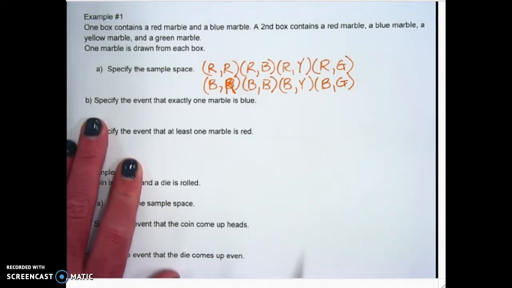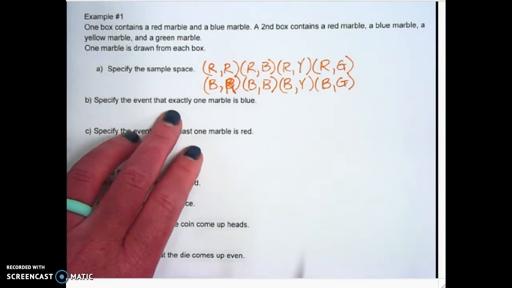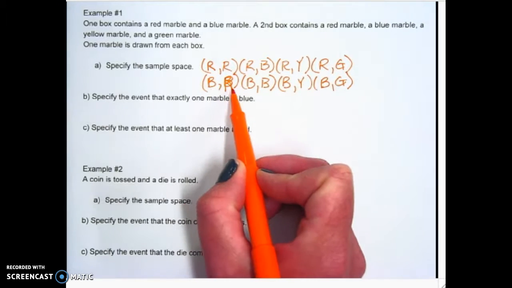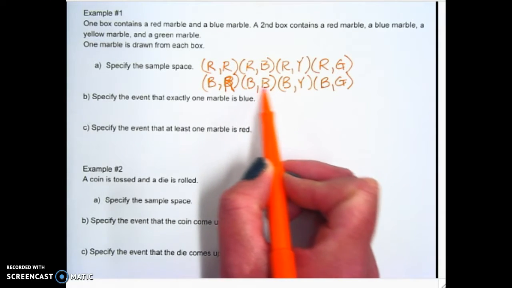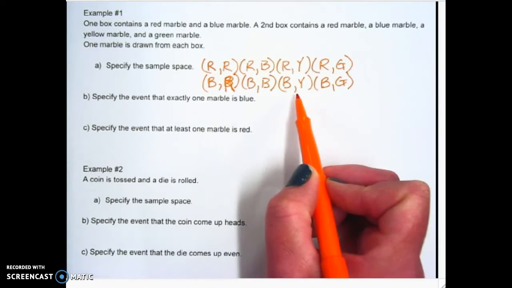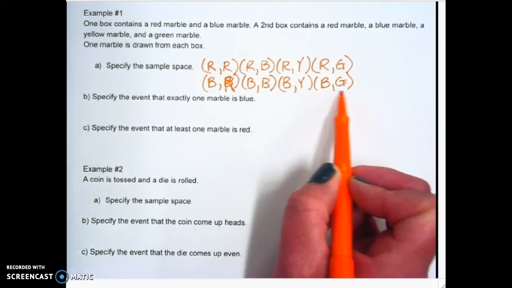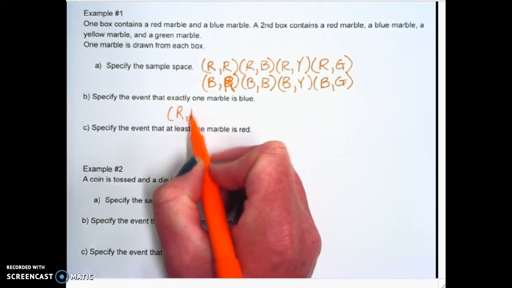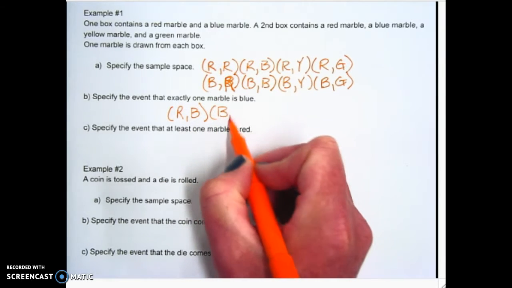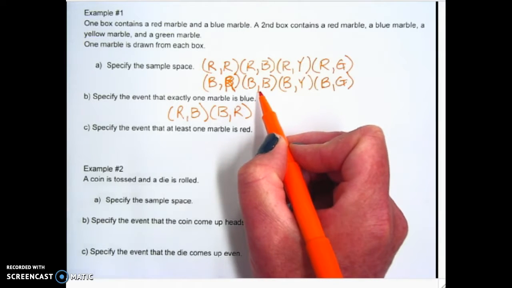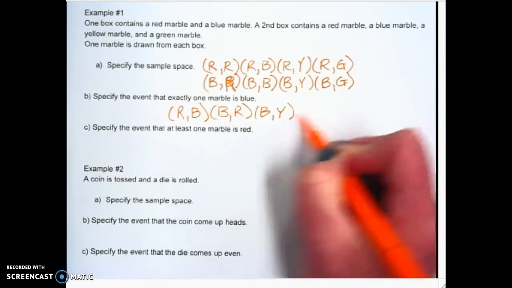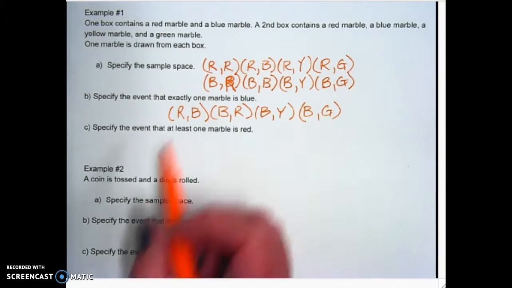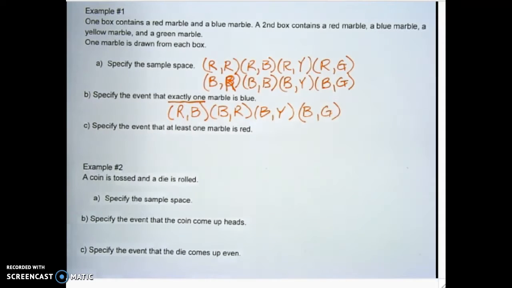All right, so part B. This time they want you to specify the event that exactly one marble is blue. In this second row we've got blue and red, blue and blue, which wouldn't be just one blue, blue and yellow, blue and green. But you also have the red and blue up here. So you actually have 4 choices: the red and blue, the blue and red, the blue and yellow, and the blue and green. Blue and blue you can't count, because that's 2 blues. That's when you have exactly one marble that is blue.